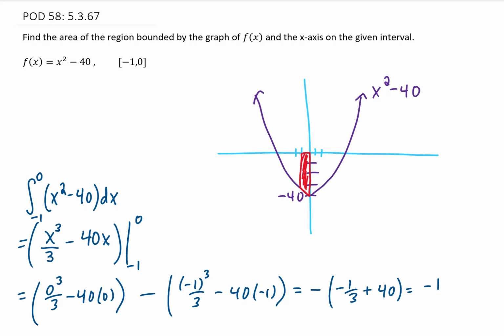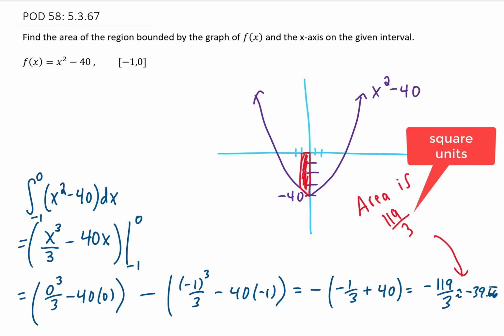That's going to be 119 thirds, which is -39.666 repeating. And what this tells us is that our area of the region that we were looking for is, of course, the positive version of that. I'm going to call it 119 over 3 units. Or if you're looking for a decimal, you can do 39.667, depending on how many decimal places you need.